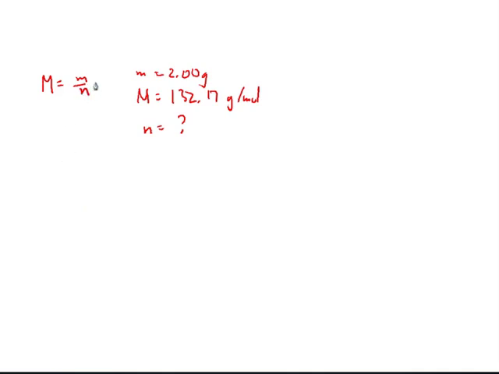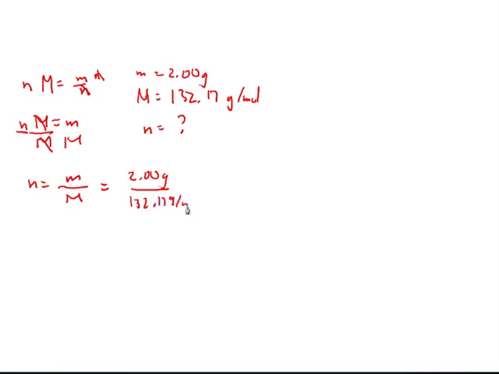So first, let's do some algebra. Let's first multiply both sides by small n. That gives us n times capital M is equal to small m. And divide both sides by capital M so we can solve for n. So n is equal to m over M. Small m stands for mass, which is 2.00 grams, and capital M stands for molar mass, 132.17 grams over moles. We plug that into the calculator, that gives us 0.0151 moles of ammonium sulfate.